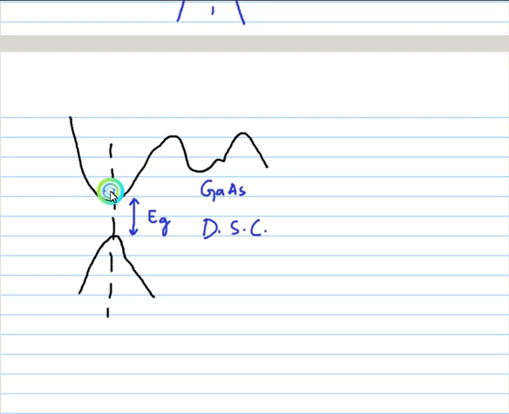So the electrons, if they are in the bottom of the conduction band, they just have to make a direct jump so as to reach the valence band, right? Okay, so it's a direct.